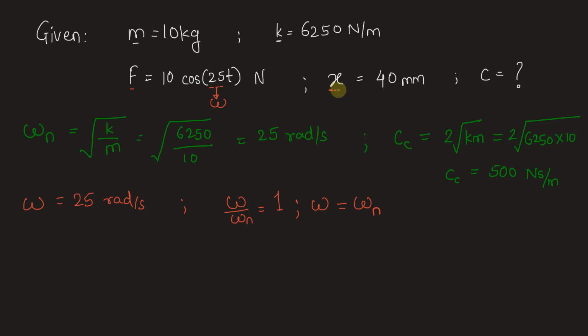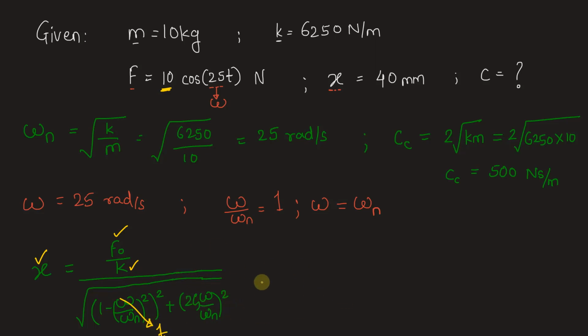Now, we also have the steady state response X, which by formula can be given as X is equal to F naught by K, that is amplitude of the exciting force by spring constant K, divided by F naught by K gives us the static deflection, divided by root over 1 minus omega by omega n square whole square plus 2 zeta omega by omega n whole square. Now, the things that we already have is steady state response X, F naught is 10 Newton, K is given, omega by omega n we already found out to be 1.